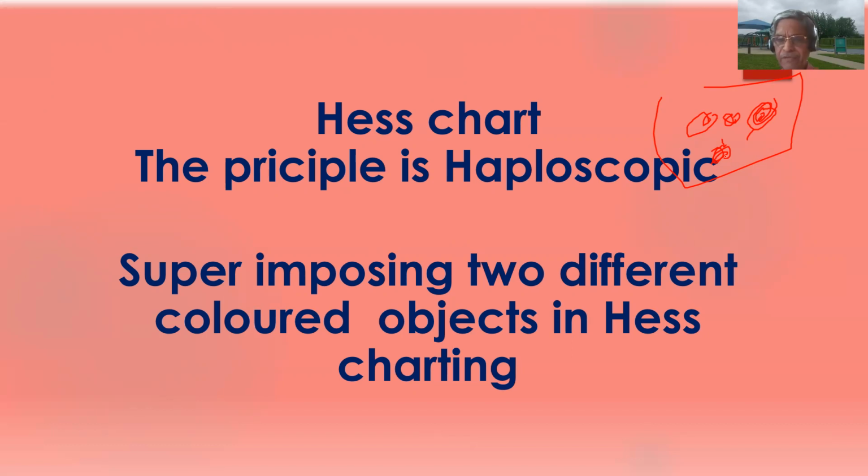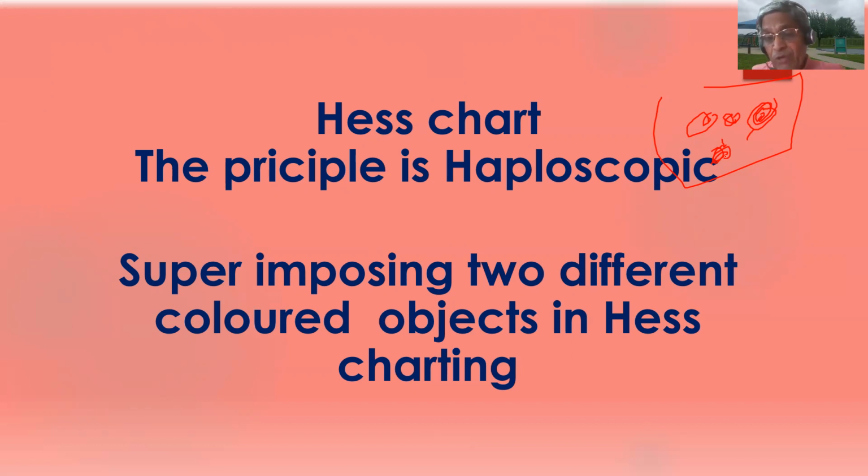That is called, we are going to construct the squares. This is what you should remember now. In Hess charting, the difference is we are having two objects, one is red, one is green, and you are superimposing. Diplopia charting is a single object, two images.